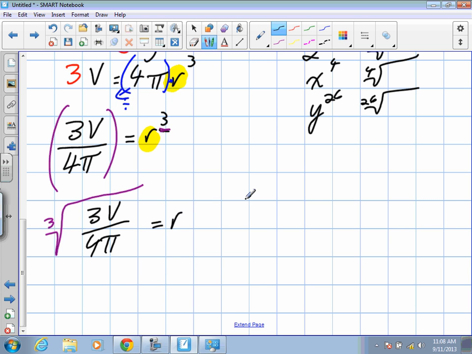So essentially it looks like this. I'll try to write it a little cleaner. 3V over 4 pi. It's the same thing. I'm just writing it so it's a little easier to look at. That would be this answer isolated for R.